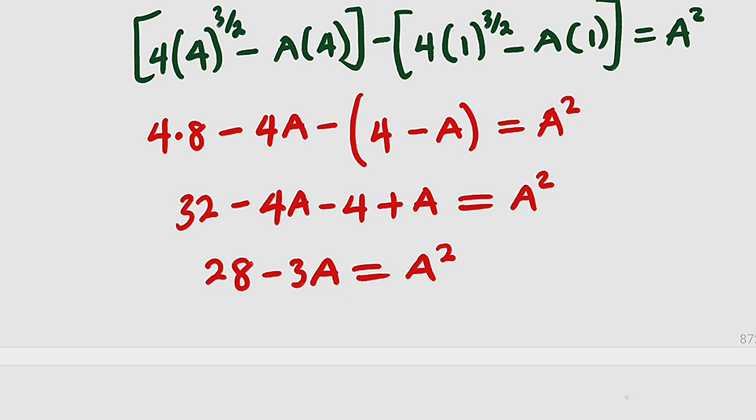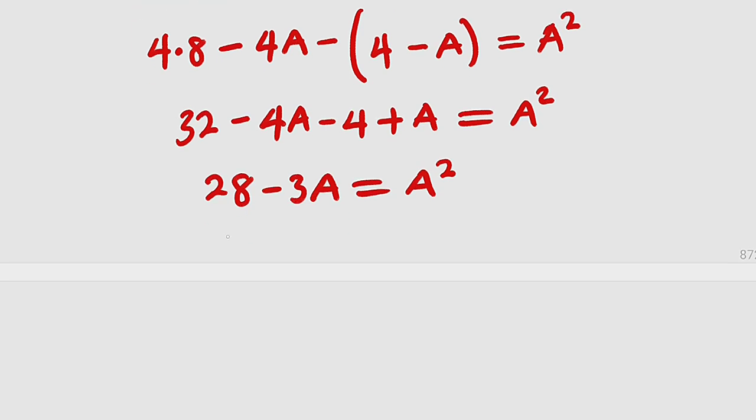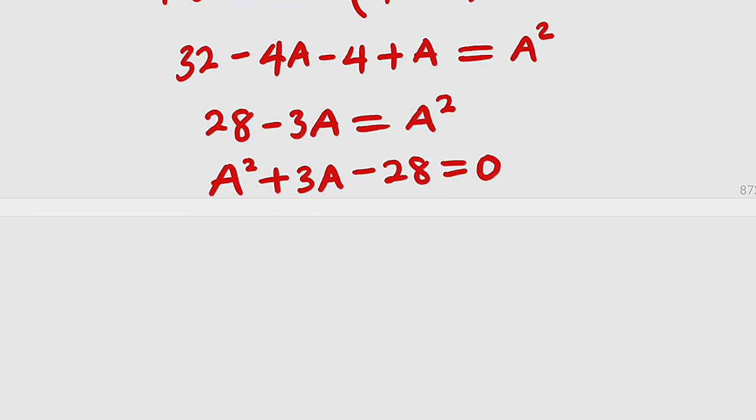Now let us take every single term to the other side. We have a squared. If negative 3a crosses over, it becomes positive 3a. If 28 crosses over, it becomes negative 28. And the whole of this equal to 0. This is now a quadratic equation that can be factorized.